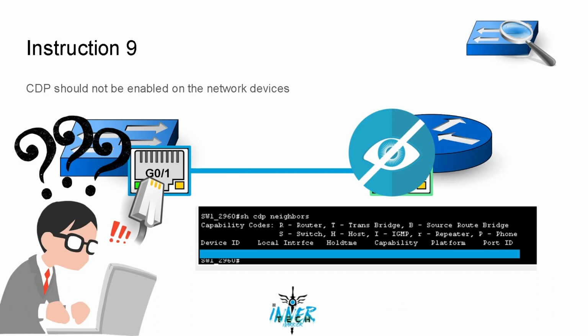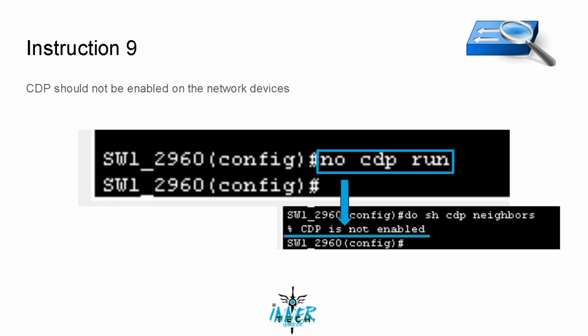Our policy wants us to disable it, so if someone did manage to get into our switch, they wouldn't know what other devices are connected. To disable CDP, just use the no cdp run command.